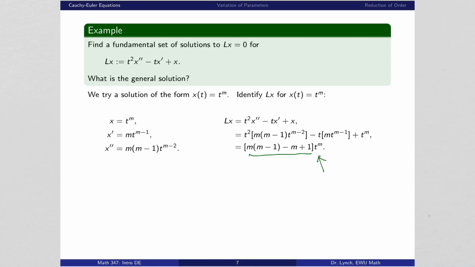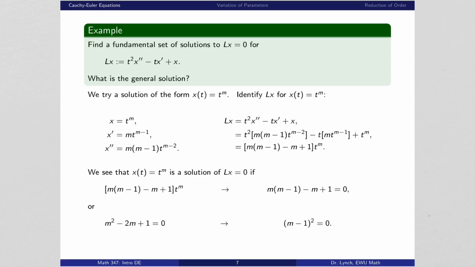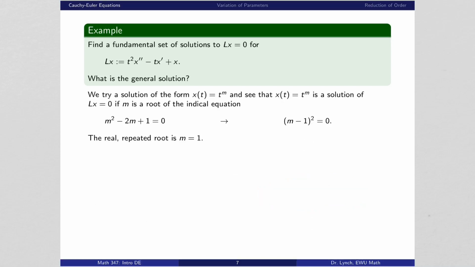Now, of course, our function is a solution if that expression is 0 for all time, which gives rise to a quadratic in m. So again, the indicial equation here tells us the roots that correspond to solutions of the form t to the m. Of course, this one factors nicely as (m minus 1) squared equals 0, so we can see that m equals 1 is a real repeated root.